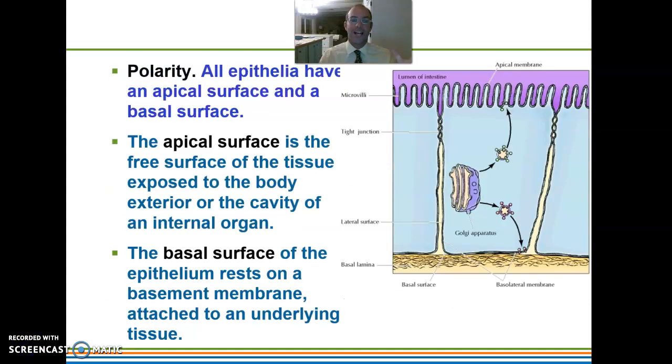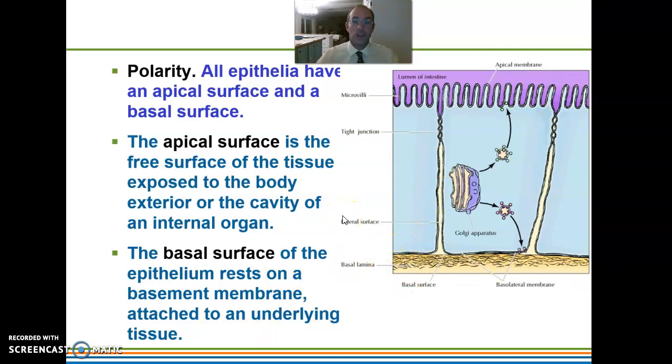Okay, first, when you see the slide, it's packed with words. It's much easier. This is your textbook's note sheet that's on Canvas for you. It comes right from the textbook. You don't need all these terms. All you need to know here is that polarity exists, and the apical surface is the free surface of the tissue exposed to the body exterior to the cavity. What that means is the apical surface is the top layer. That's all it means. And the basal surface is the bottom layer.